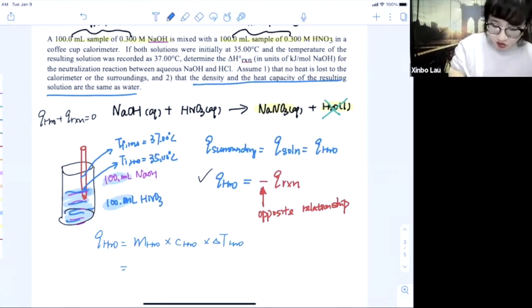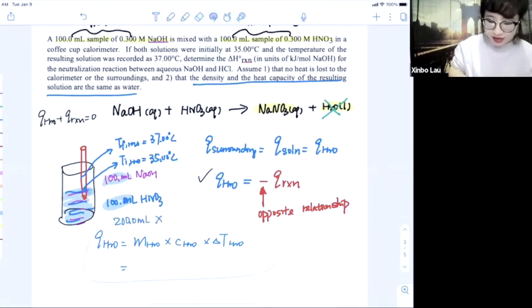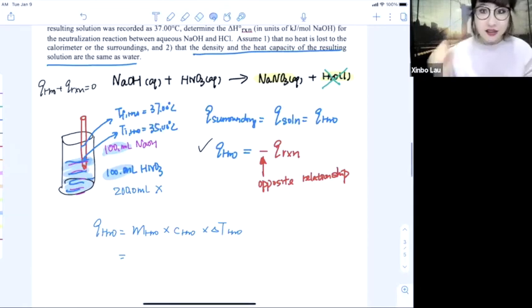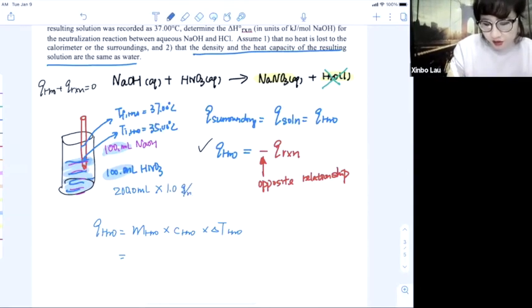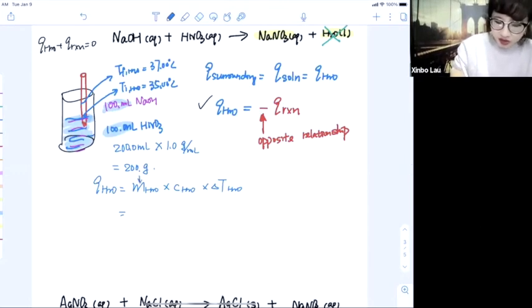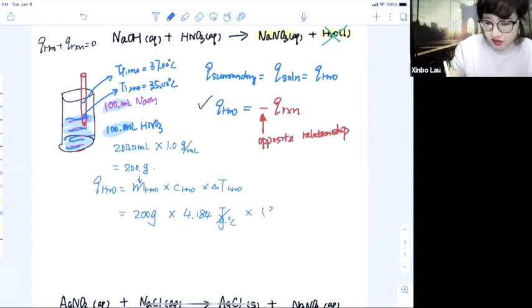So that's going to be 200 ml. That's volume, but we want to know mass. Since we treat it as water, we know the density of water is 1, so that will be times 1 gram per ml. So the mass will be 200 grams. That's the information we can use now. So 200 grams multiplied by the specific heat capacity, 4.184 joule per gram degree Celsius, times the temperature change, 37 minus 35.